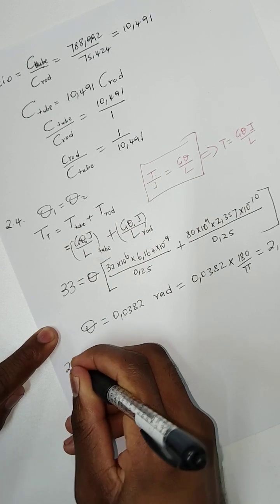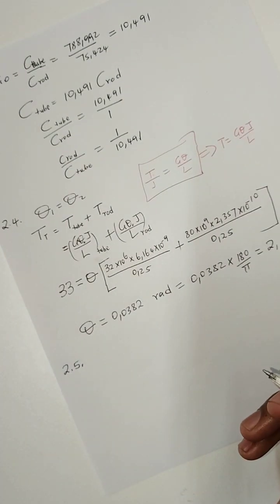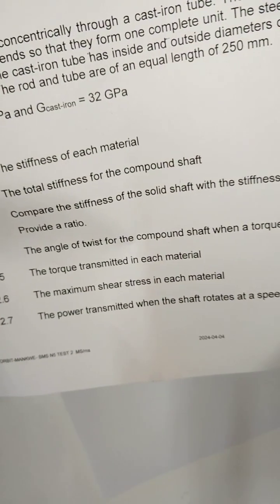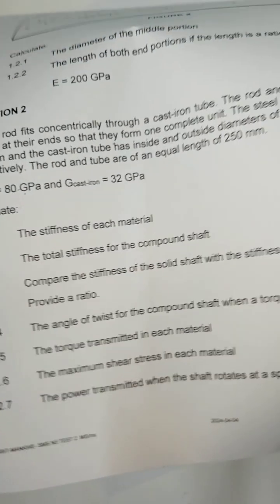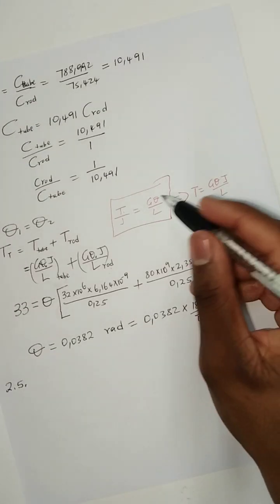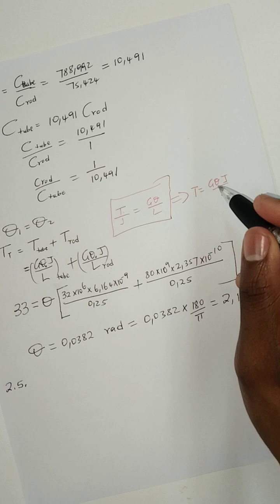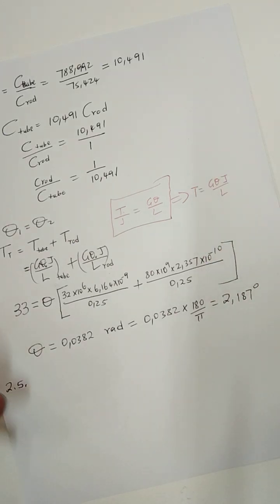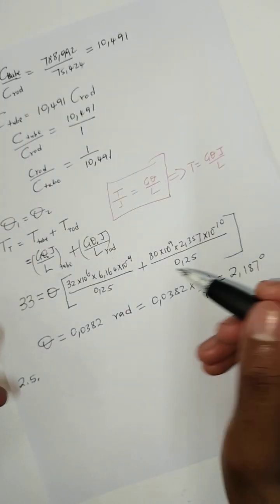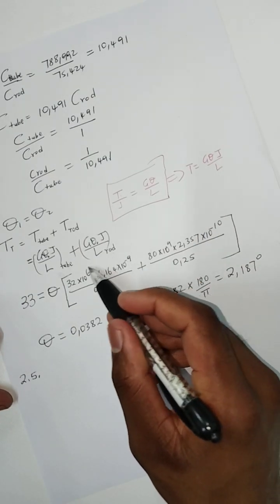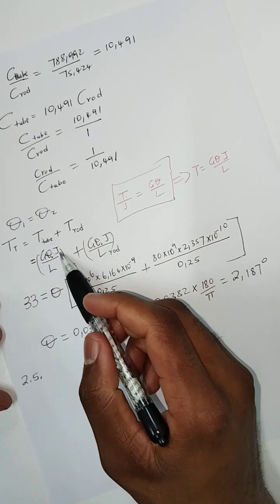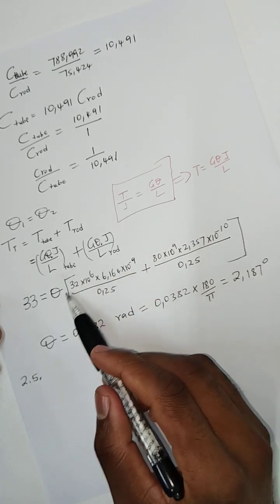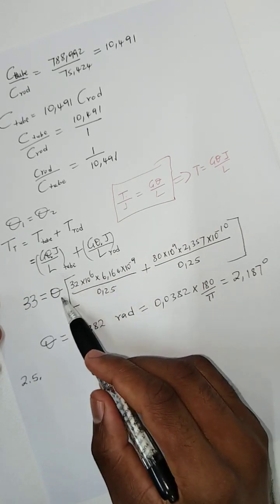2.5, the torque transmitted in each shaft. From this equation, you can still use this equation. Actually those torques are these values. Remember, this is torque, this is torque. So this multiplied by this is torque. You just have to take this thing multiplied by this theta. We've got the theta now.